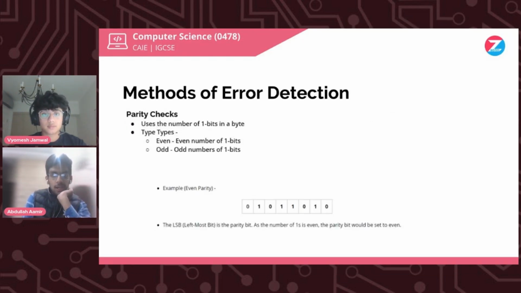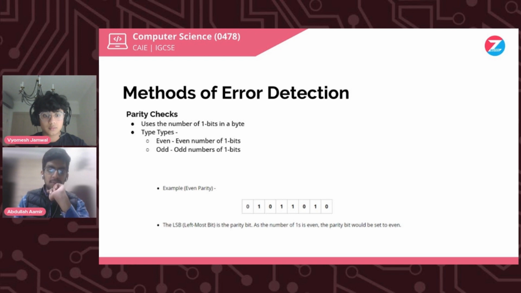So now we're going into the error detection methods. These are very important. Now let's say we have data and we know how to transmit data, but we can make a lot of mistakes, and we need to make sure that these mistakes don't have a big impact on our data.